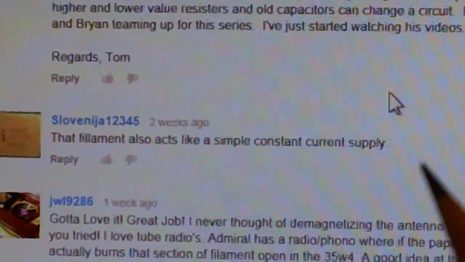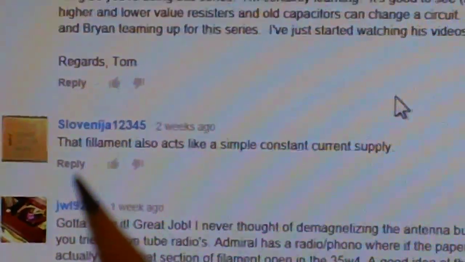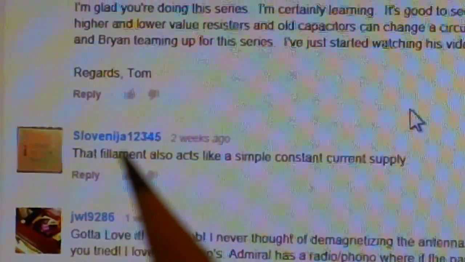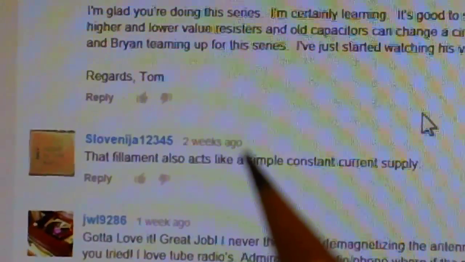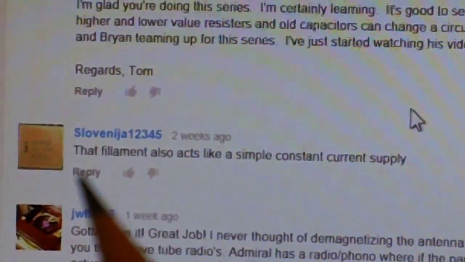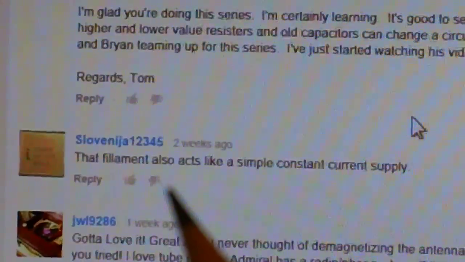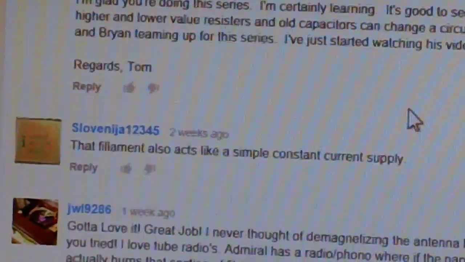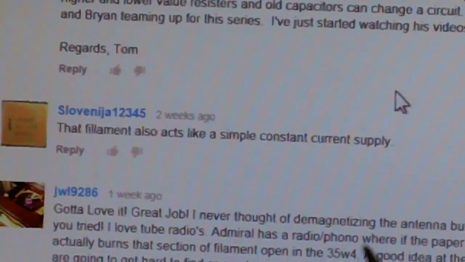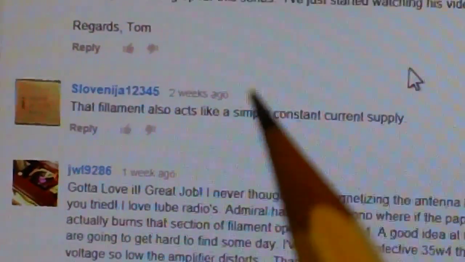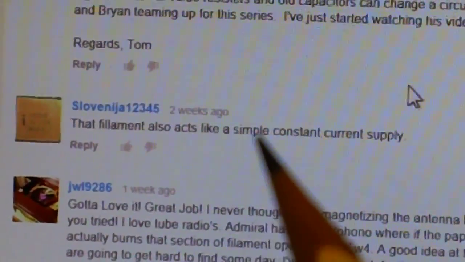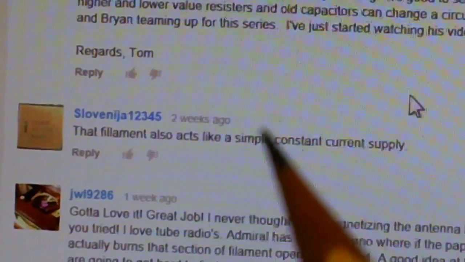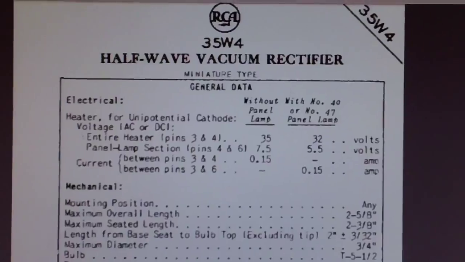Let's start the last thing I want to cover by going back to video number 3 in this series. There's a Slovenija 12345 feller, and we were talking about the voltage to the plate being supplied through the filament or the heater on the rectifier tube. He said that filament also acts like a simple constant current supply. Let me show you what he meant by that.